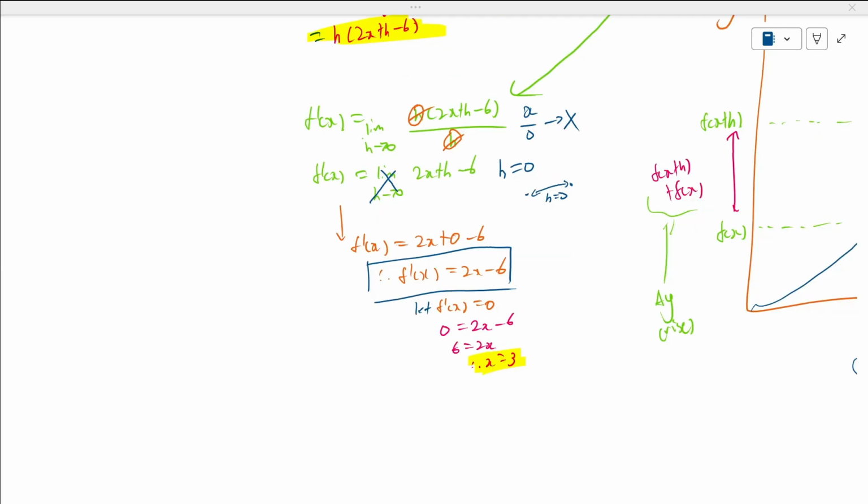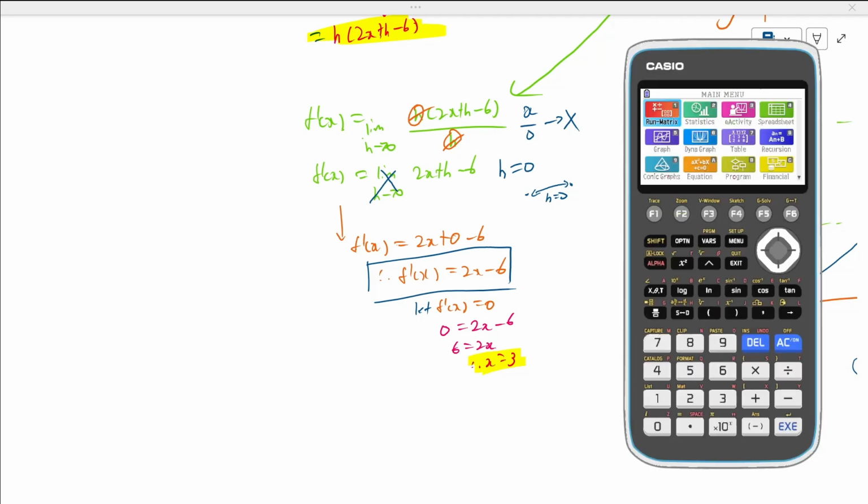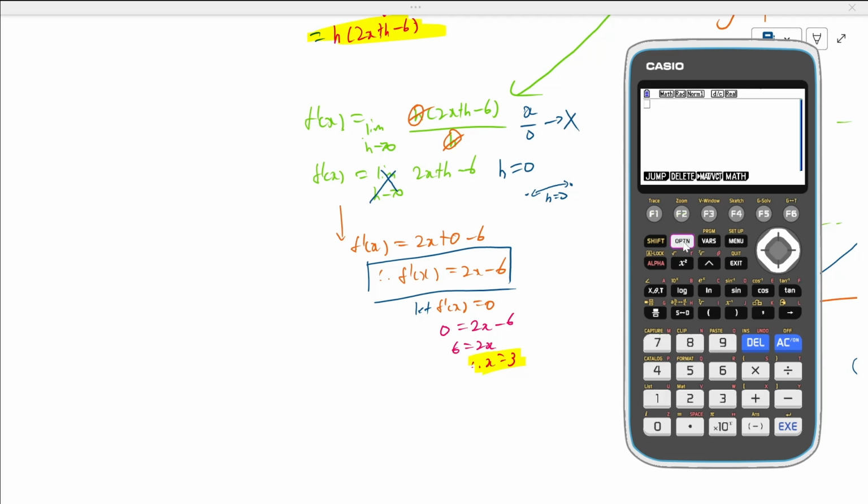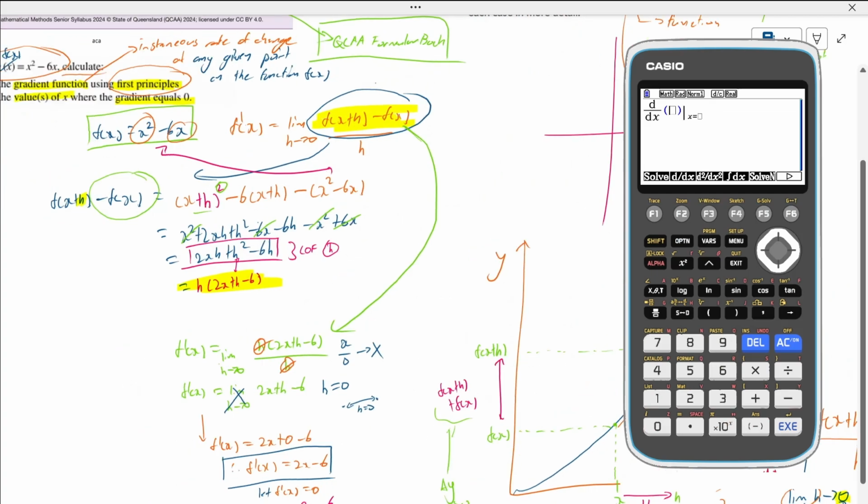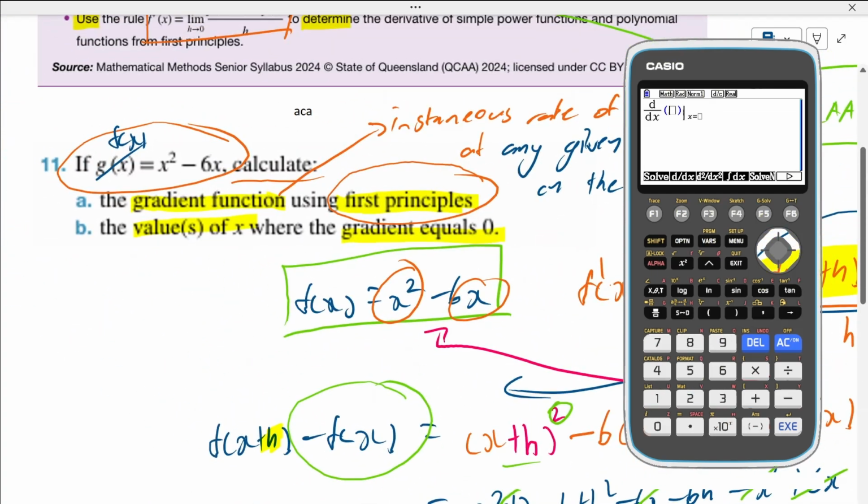So now I think a good thing, especially when you're going through an exam, to double check your answer is to actually use your graphics calculator. So I'm going to demonstrate using the Casio Graphics Calculator here. So what you want to do is go to run matrix, press options, F4 for calc, for calculus, press this D of dx, okay? And just go back to your original equation. So our original equation was x squared minus 6x. So let's input x squared minus 6x.